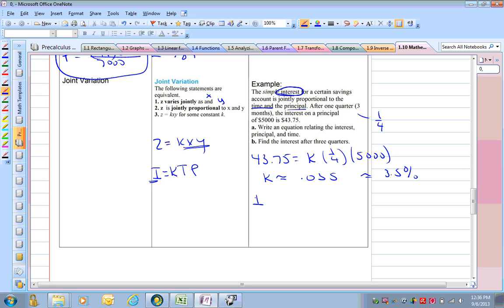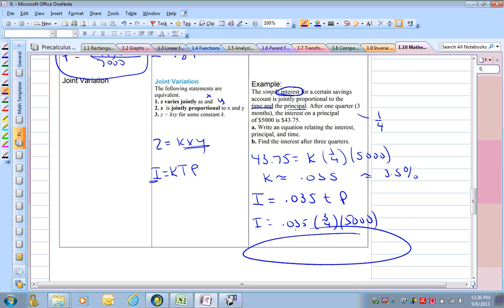So we would write that our interest is equal to 0.035 times time multiplied by principal. And now if you want to find the interest after 3 quarters, well, 3 quarters wouldn't be 1/4, it'd be 3/4. So your interest would be 0.035 times 3/4 times the principal amount of $5,000. I want you to give me the answer to that question, and I will look for that in your notes.